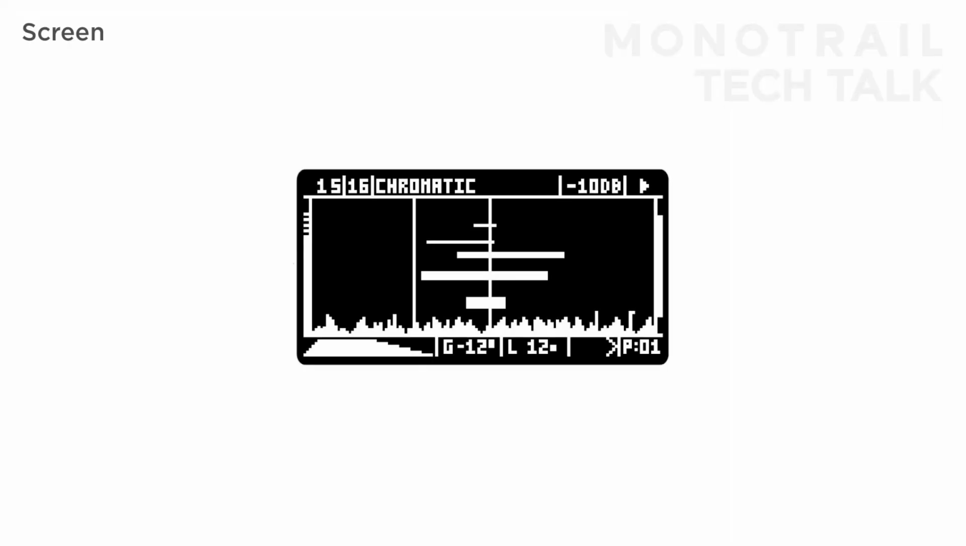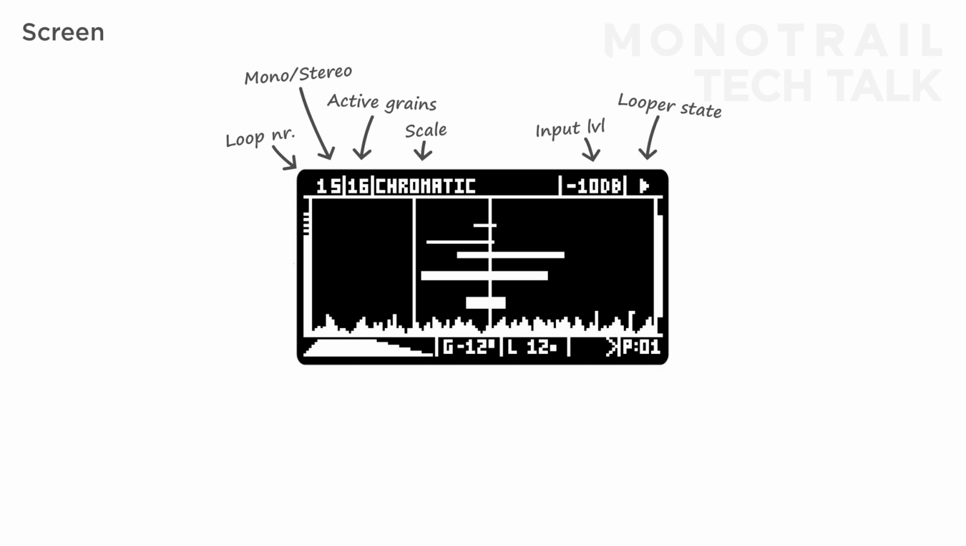Here is a breakdown of the features. On the top, it shows the selected loop, whether a file is in mono or stereo, the amount of grains active, the used scale, input level, and play, record or pause state of the looper. On the left, you can see the volume level of the grains, as well as any randomization occurring. And on the right, you see the panning of the grains.